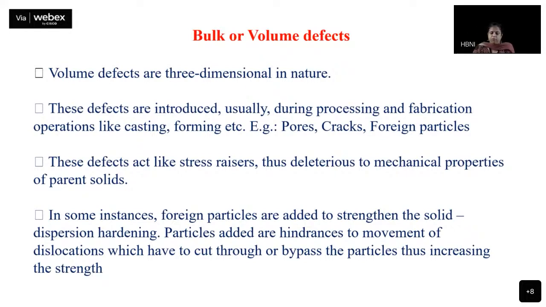Okay. For example, in some cases we form composites. We add some foreign particles. What they will do is they will harden the material. Okay. There are applications where you need more hardened material, and these particles are added. They provide hindrance to the movement of dislocations. The dislocations that are already present, the 2D defect, these particles will go and sit there and they will provide hindrance to the movement of dislocation. Okay, and that provides more strength to the material.